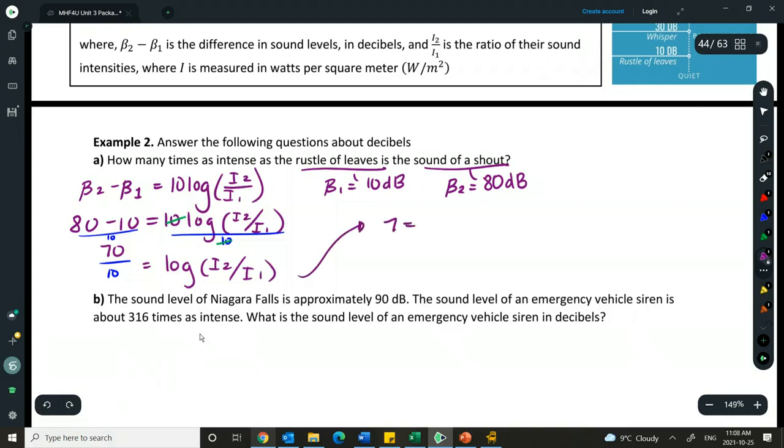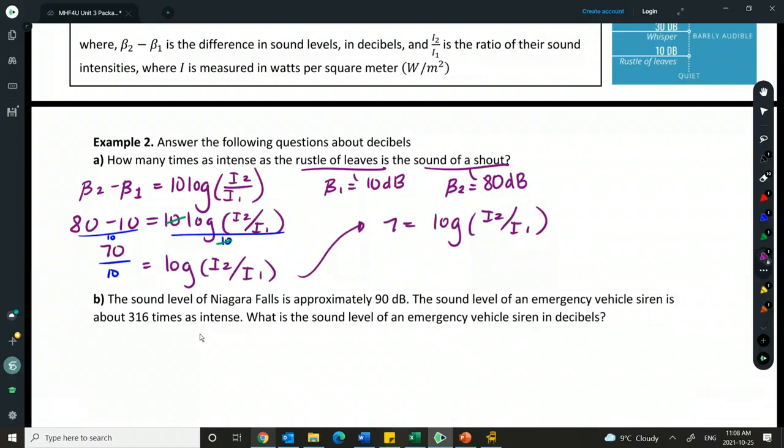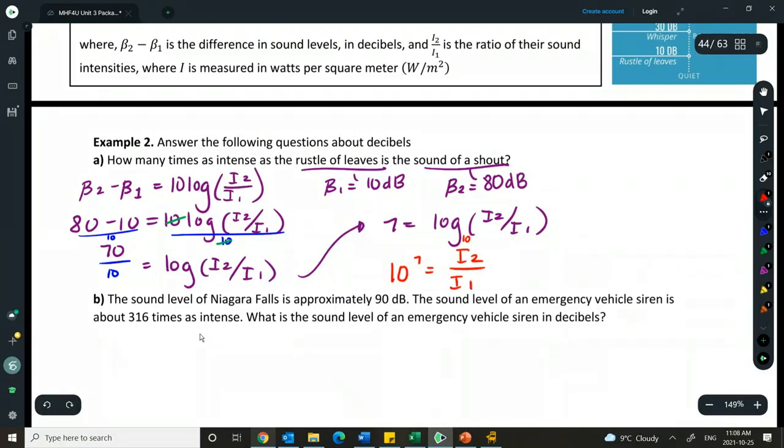Okay, so this means I have 7 equals the log of intensity 2 over intensity 1. And I just want to isolate for this whole thing. That's what I want to solve for. So how do I get that out of the logarithm? Athena? Switch to exponential form. So this is base 10. It is 10 to the exponent 7 equals I2 over I1.